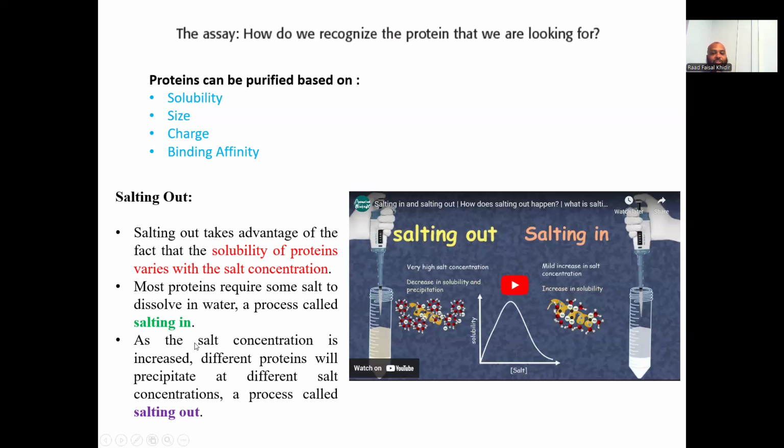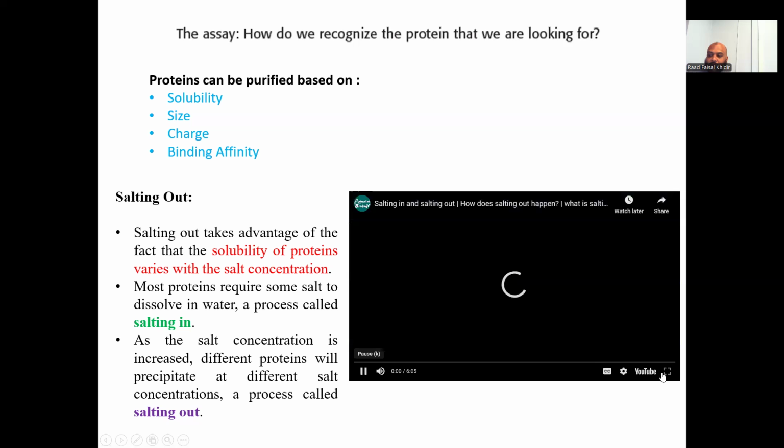As the salt concentration is increased, different proteins will precipitate at different salt concentrations, a process known as salting out. So the more we add, the proteins will start to aggregate and make crystals. When proteins dissolve in water that has salt, that's salting in. But when I add a lot of salt, the opposite happens. They start precipitating and make crystals, and that's salting out. Salting in and salting out. There's a video here.